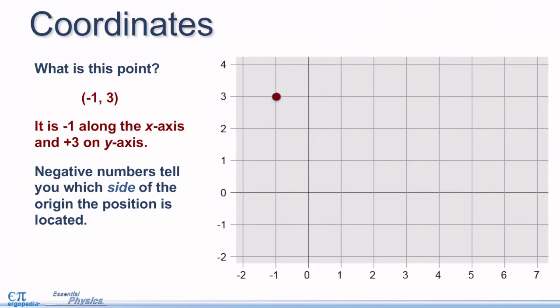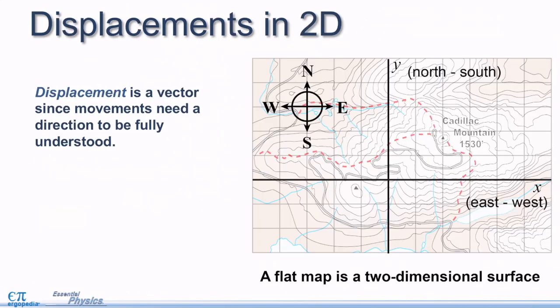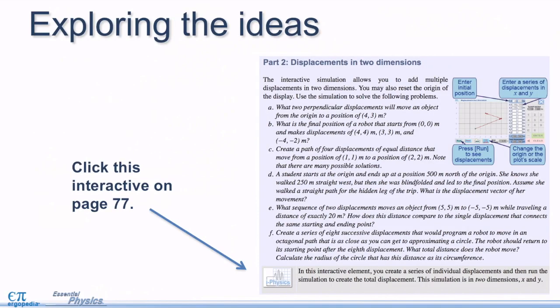So again, to reiterate that, negative numbers tell you which side of the origin the position is located on. Generally, we are going to treat things as going up and right as positive, and things going down and to the left as negative. So now we can start to talk about displacement. So not only do we have a starting position, but if we have any movement, then we have displacement.